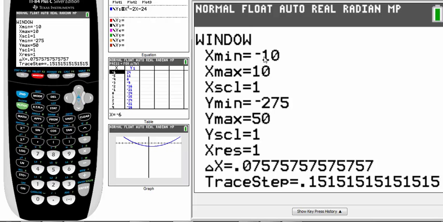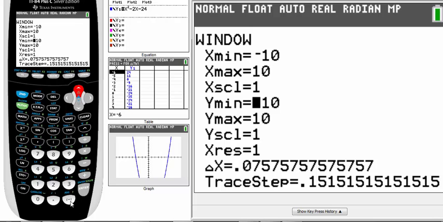And if you notice, my x min is negative 10, my y min is 10, but look at my y min, it's negative 275. I think I just would like to change that to a negative 10. And so my y max will be a positive 10, and then I can see I have my nice viewing window down here. It does look like I do need to go down a little bit lower on my y min if I want to see the vertex of this parabola.